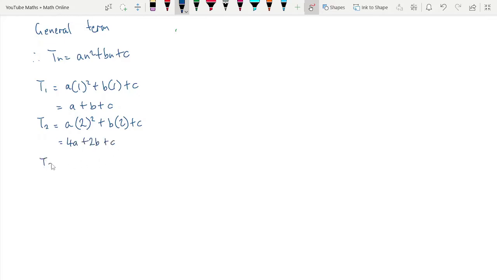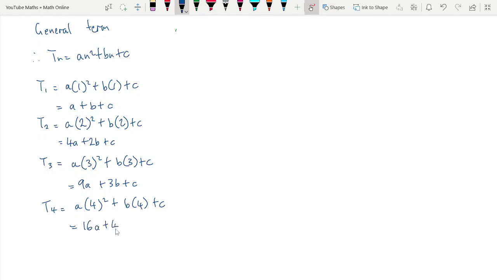Let's find the third term, t3. That's going to be a times 3 squared plus b times 3 plus c, which gives us 9a plus 3b plus c. Okay, let's find the fourth term. We replace n with 4, so that's a times 4 squared plus b times 4 plus c, so 16a plus 4b plus c. So these are the first four terms of any general quadratic sequence.